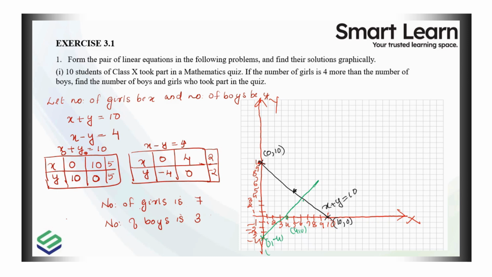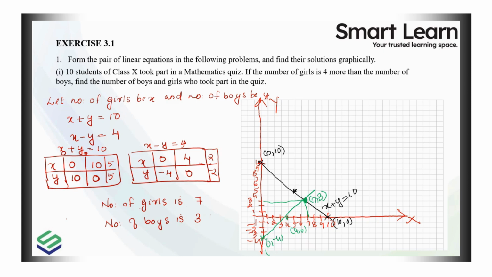Actually when I plot here, you won't get the correct one. Here is the meeting point. When we plot on the real graph, you will get the correct one. Here you will get 7 and 3. So this is that intersecting point, 7, 3.